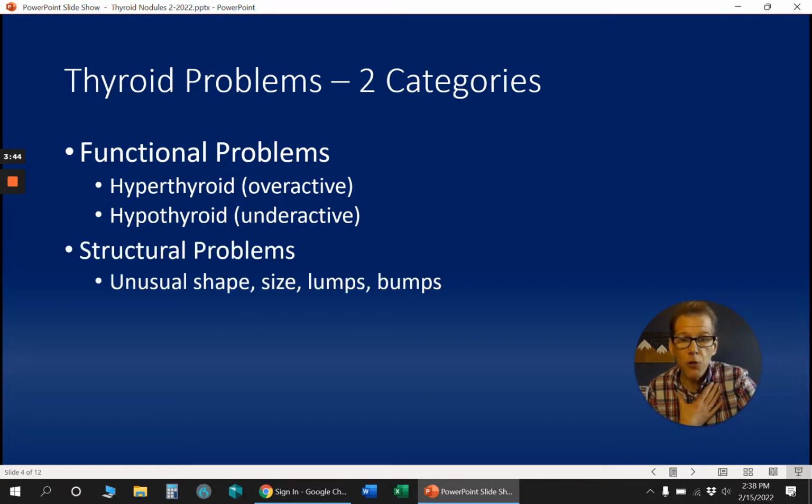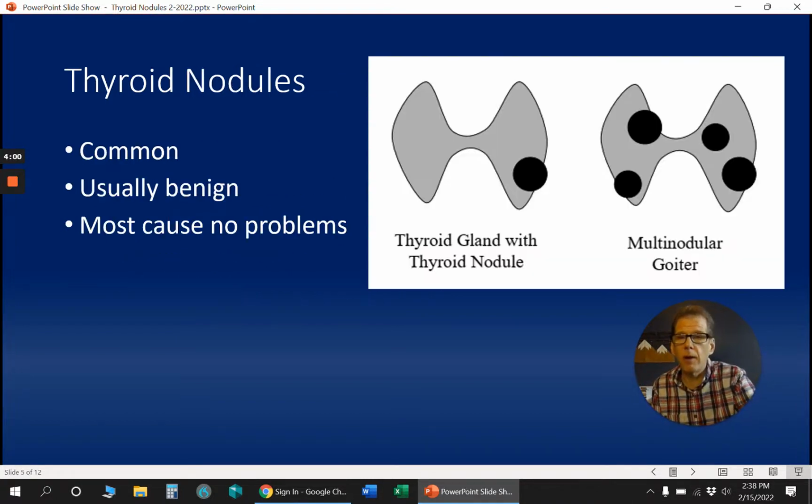Now, for thyroid nodules, really what we are going to focus on are structural problems, an unusual shape, size, lump, or bump in the thyroid gland. And people can have functional problems, they can have structural problems, they can have both, or if everything's normal, they'll obviously have neither. Now, thyroid nodules, and so a couple representations here of a thyroid gland with one nodule inside it or with multiple nodules inside it.